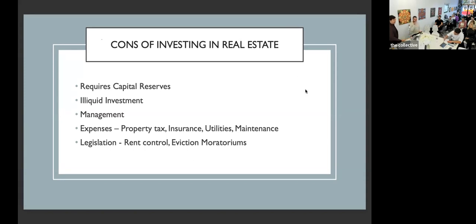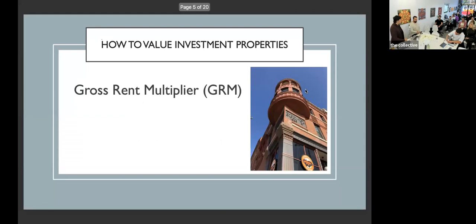Okay, let's go to the next slide. So how do we figure out what the value of an investment property is? Anybody? Does anybody have an idea? How do you figure out, is this a good buy? Does this make sense?